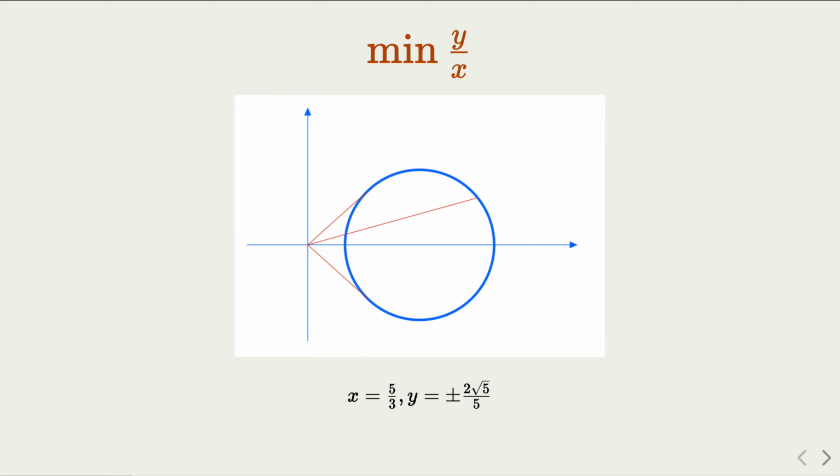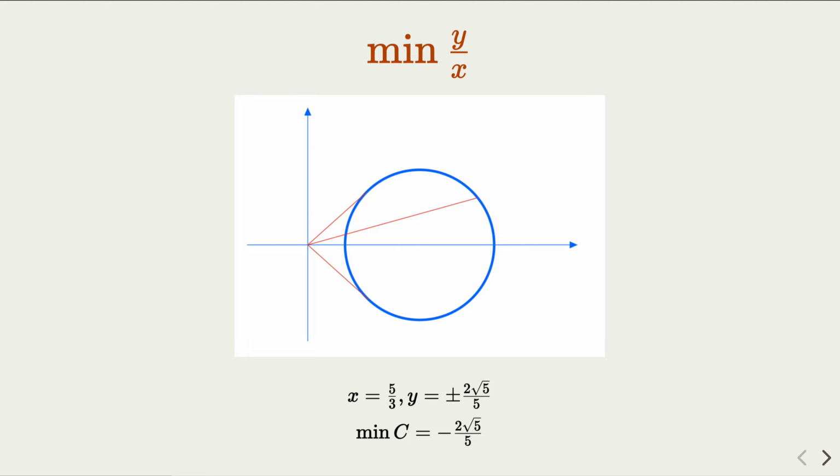In this case, I'm going to skip the details. This is achieved when x equals 5 over 3, and the value here, since we try to minimize, we're going to take the negative value, which is negative 2 square root of 2 over 5. That's the solution. Okay, that's good.